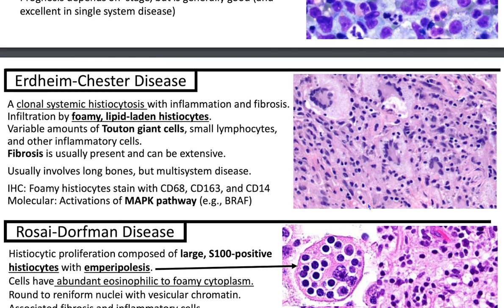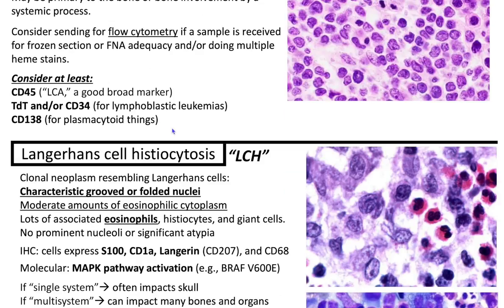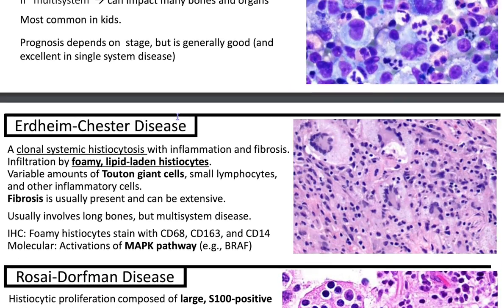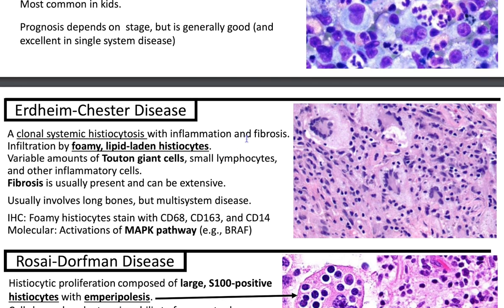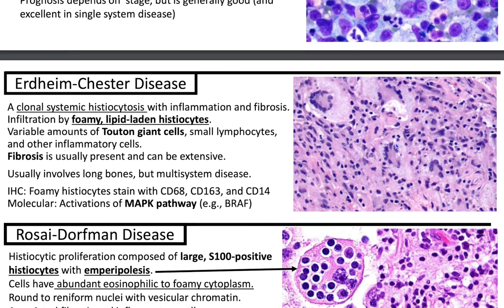Erdheim-Chester disease. So I guess before we begin with Erdheim-Chester, I just wanted to point out that your Langerhans cell histiocytosis, your Erdheim-Chester, and your Rosai-Dorfman, those are your histiocytic differentials. So for Erdheim-Chester, this is a clonal systemic histiocytosis with inflammation and fibrosis. You'll see foamy lipid-laden histiocytes with variable amounts of Touton giant cells, small lymphocytes, and other inflammatory cells. There is, more often than not, fibrosis, which can be extensive.